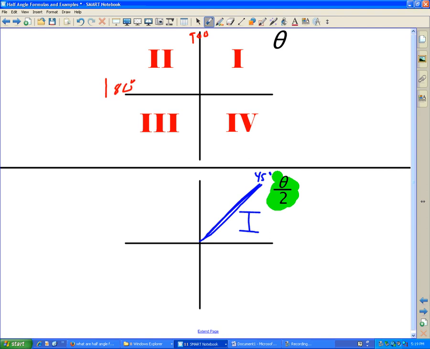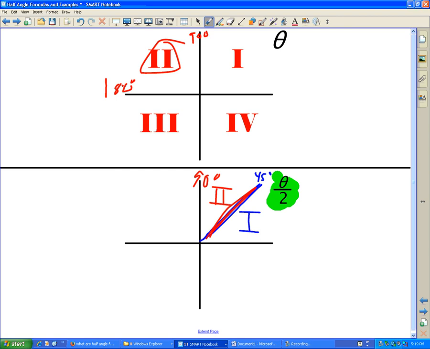Now, continuing on with this same concept, if theta was in quadrant 2, so between 90 and 180 degrees, and we divided that in half, 90 divided by 2 is 45 again. 180 divided by 2 is 90. And so any theta angle that was in quadrant 2, if it was divided by 2, would get sucked back into the second half of quadrant 1.